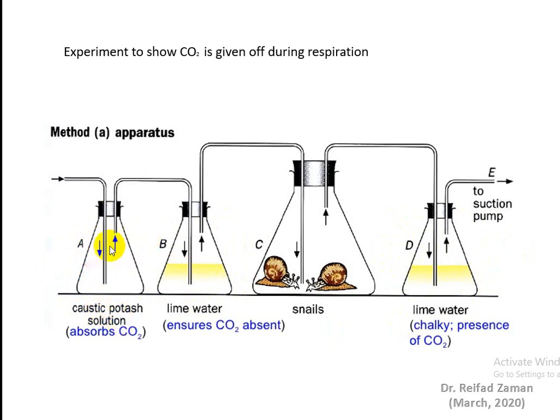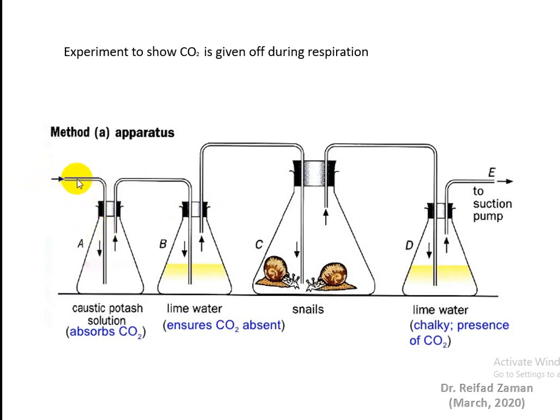Now, the caustic potash solution can absorb carbon dioxide. So in this system, the air is entering through this pipe. Now, we know that atmospheric air contains 0.04% carbon dioxide. So we want to filter out that carbon dioxide. That's why we are passing the atmospheric air through this first chamber.